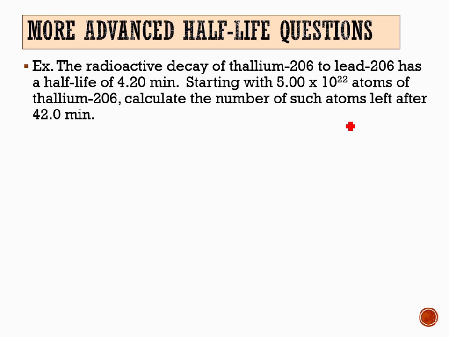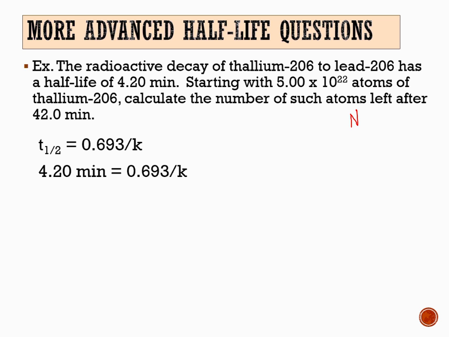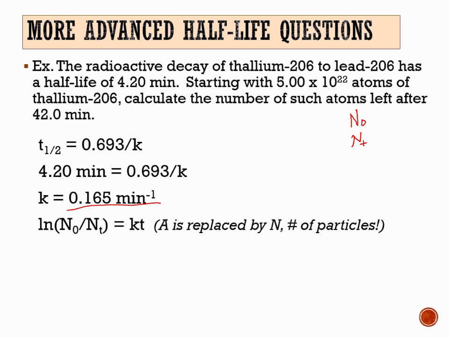Keep in mind that for this, we're going to replace our concentration with a number of atoms or a number of particles. So here's our half-life equation. There's our 4.2 minutes. We're going to find our K value. We're going to find our N sub T from this process. Our K value is this, then we can plug that into the naught-kt formula with N replacing A.